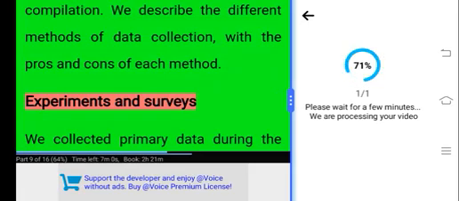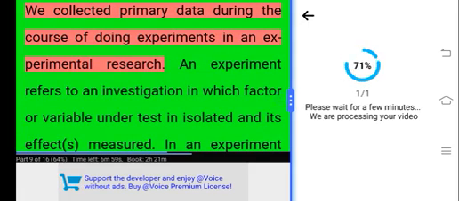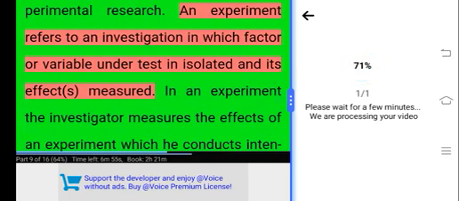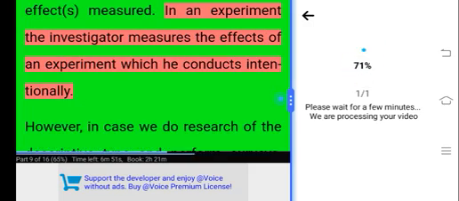Experiments and surveys. We collect primary data during the course of doing experiments in an experimental research. An experiment refers to an investigation in which the factor or variable under test is isolated and its effects measured. In an experiment the investigator measures the effects of an experiment which he conducts intentionally.